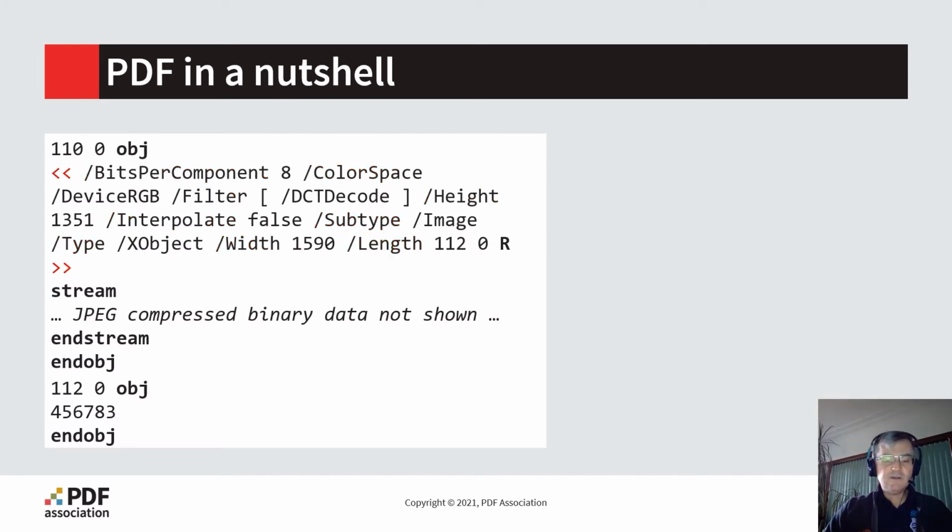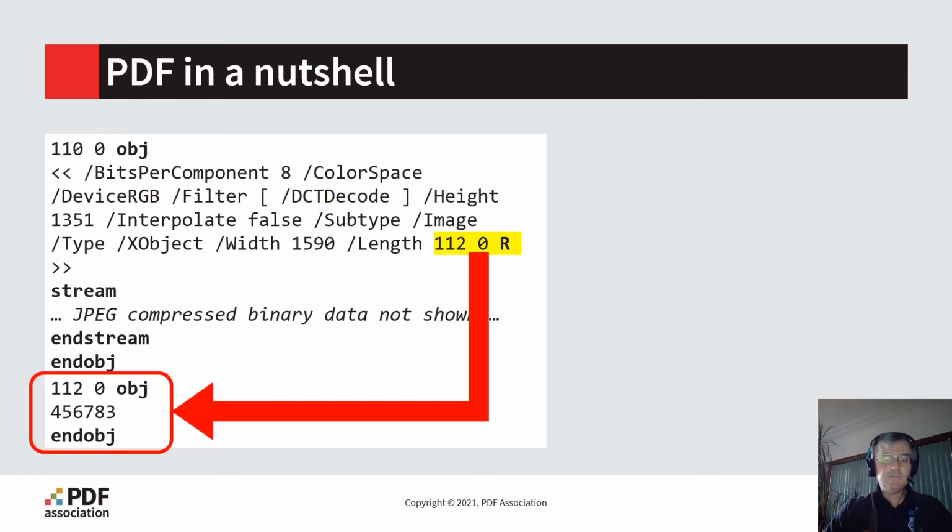What identifies a dictionary are its start and end tokens, which are the two character tokens, double less than and double greater than, shown here in red. Objects may also be PDF arrays that start and end with square brackets, and there is no special array element separator token. The example shown here is a single element array where the only element is a PDF name, DCTDecode.